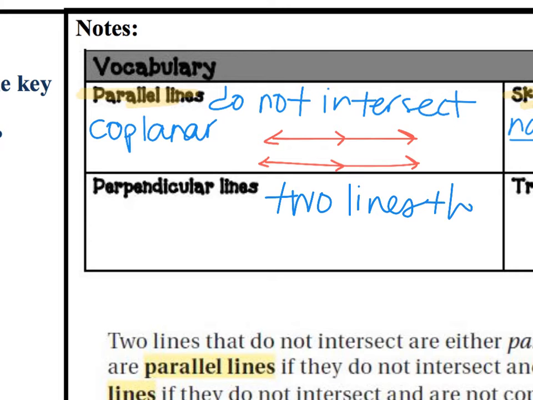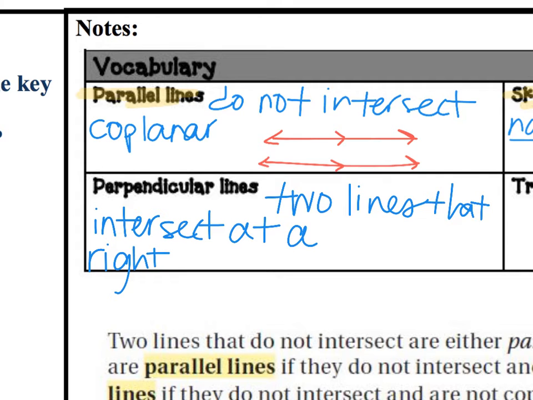Two lines that intersect at a right angle. So usually you will see it marked with a right angle.